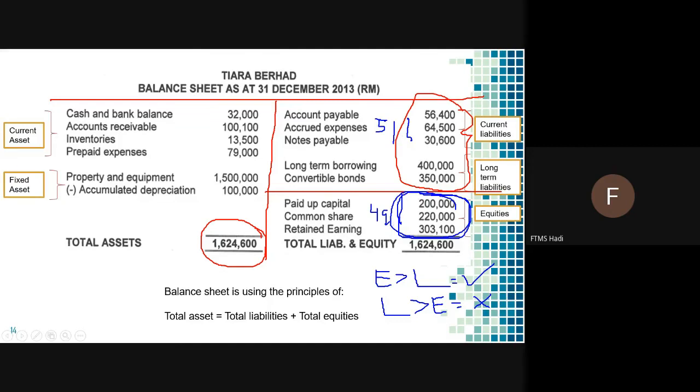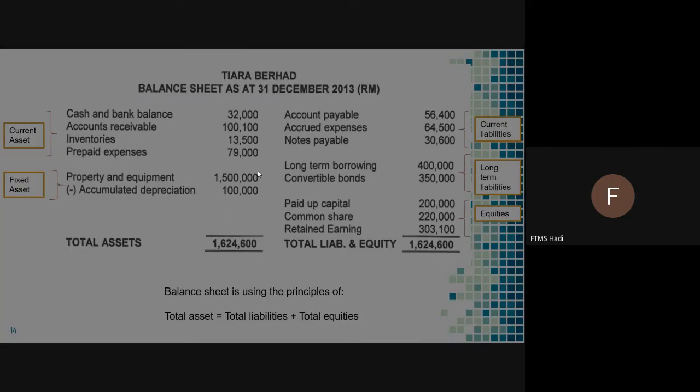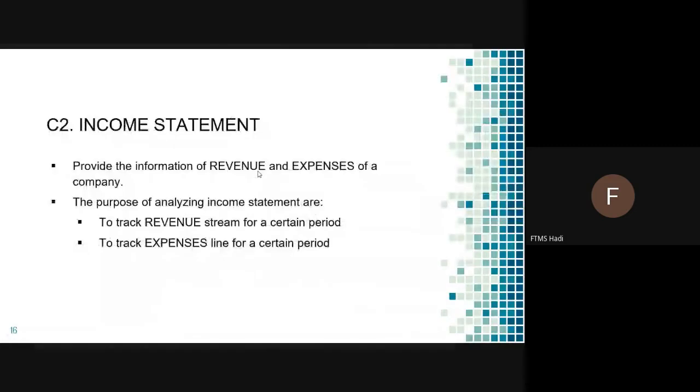Never mind about the asset. They have the asset, but the problem is most of the asset is financed through liability, which is not so good. So that is how you analyze a balance sheet. Okay, before I proceed with the income statement, any questions, especially for accounting students?